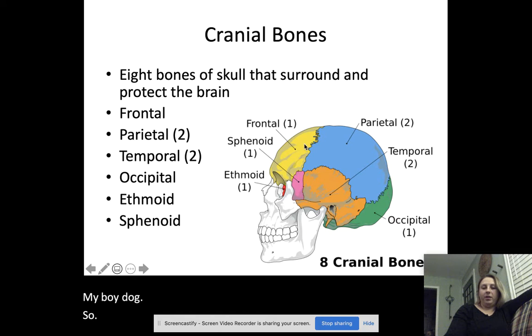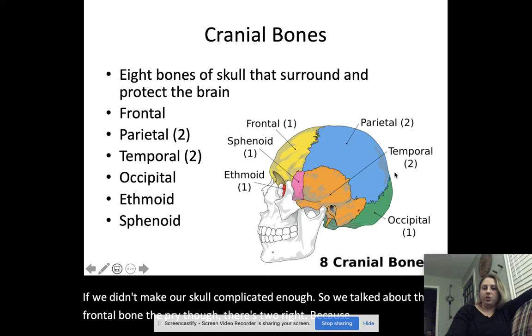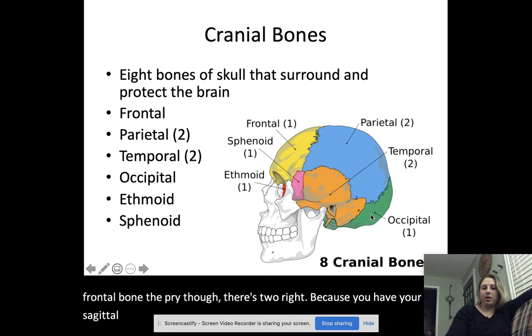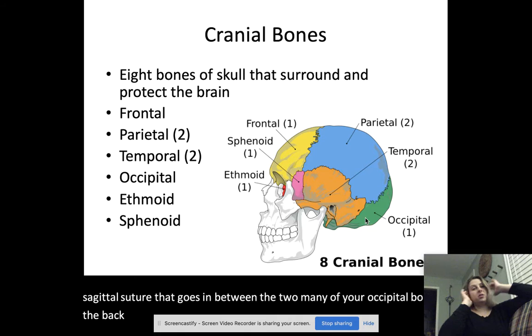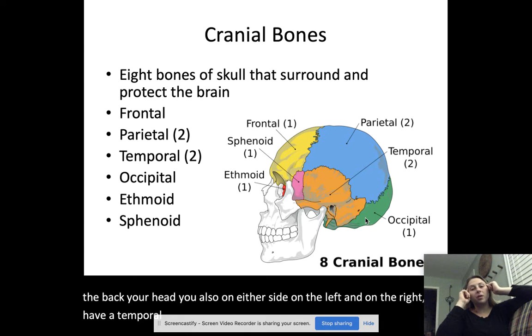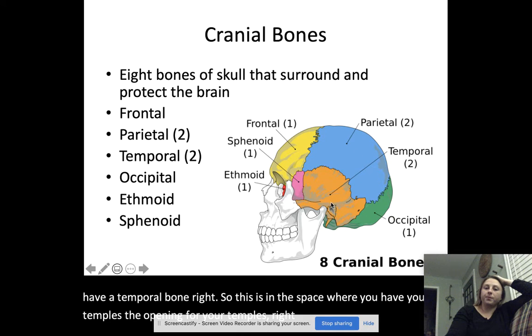All right. So if we didn't make our skull complicated enough, we already talked about the frontal bone and the parietal. There's two, right? Because you have your sagittal suture that goes in between the two. Then you have your occipital bone in the back of your head. You also, on either side, on the left and on the right, have a temporal bone, right? So this is in the space where you have your temples, the opening for your temples, right? That's where your temporal bones are, okay?